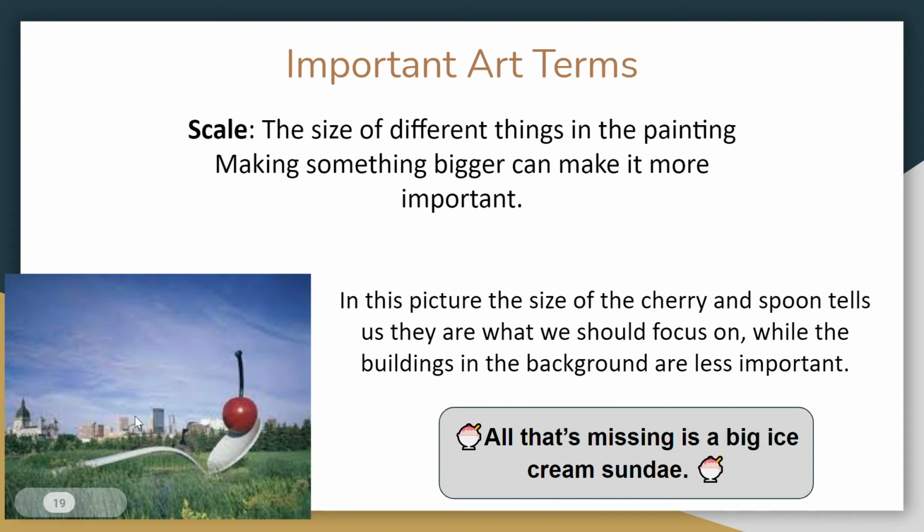You see some buildings here, but they're very small. The scale of the buildings is very small. The scale of the cherry and spoon is very big. So that is what we should pay attention to. And I think all that's missing is a big ice cream sundae, right? That'd be perfect. It'd be very delicious. We have a big cherry, we have a big spoon, so if we could get a big ice cream sundae, that would just be so delicious, I think.